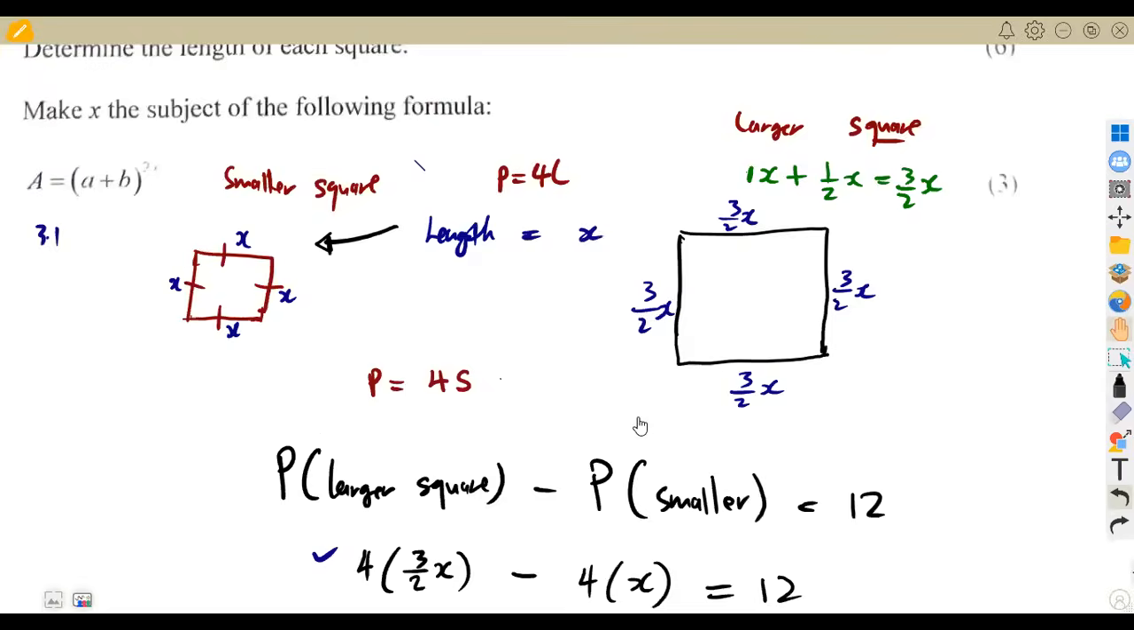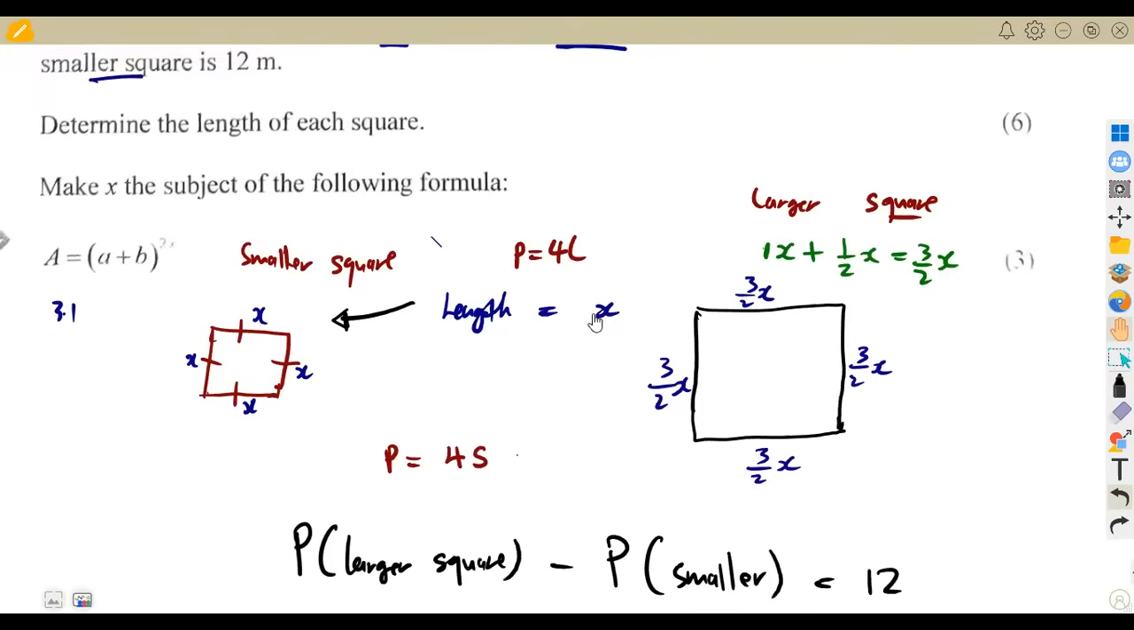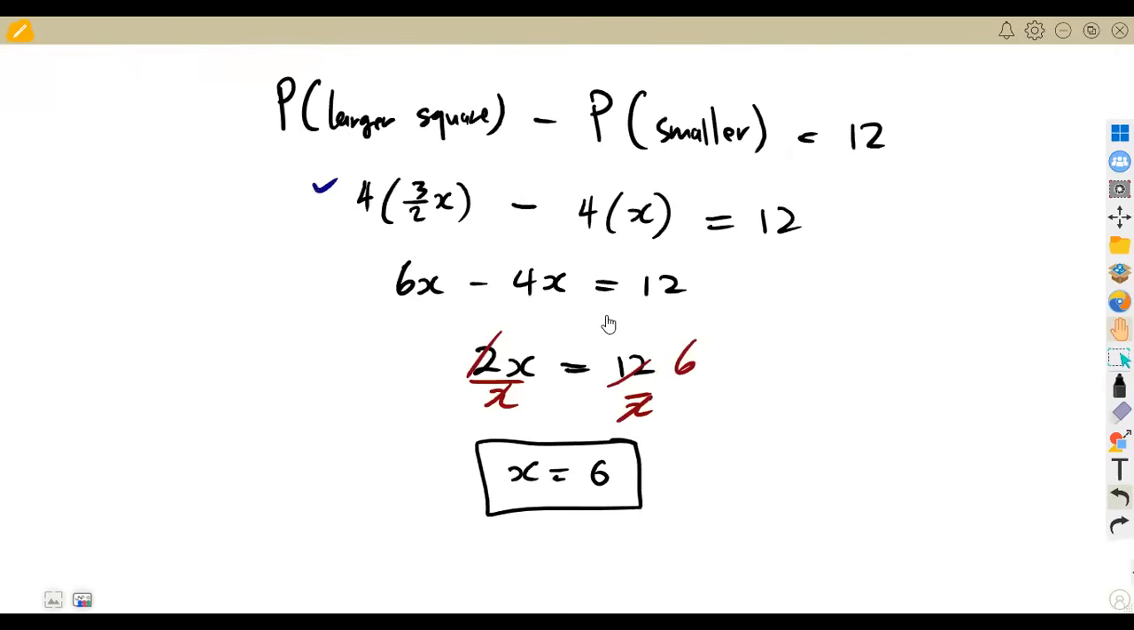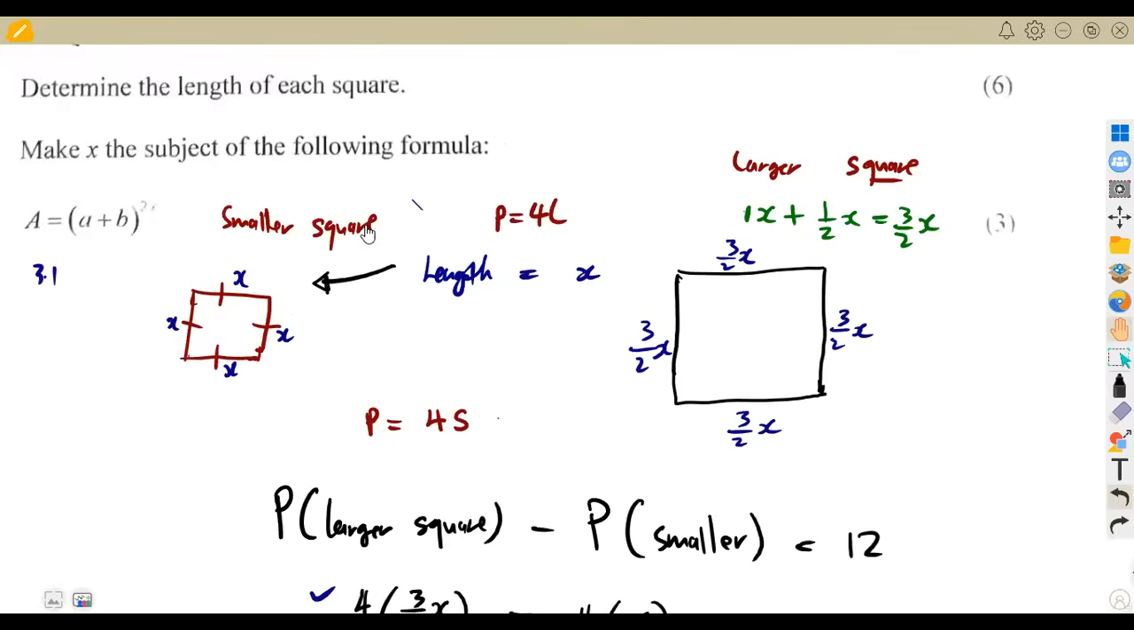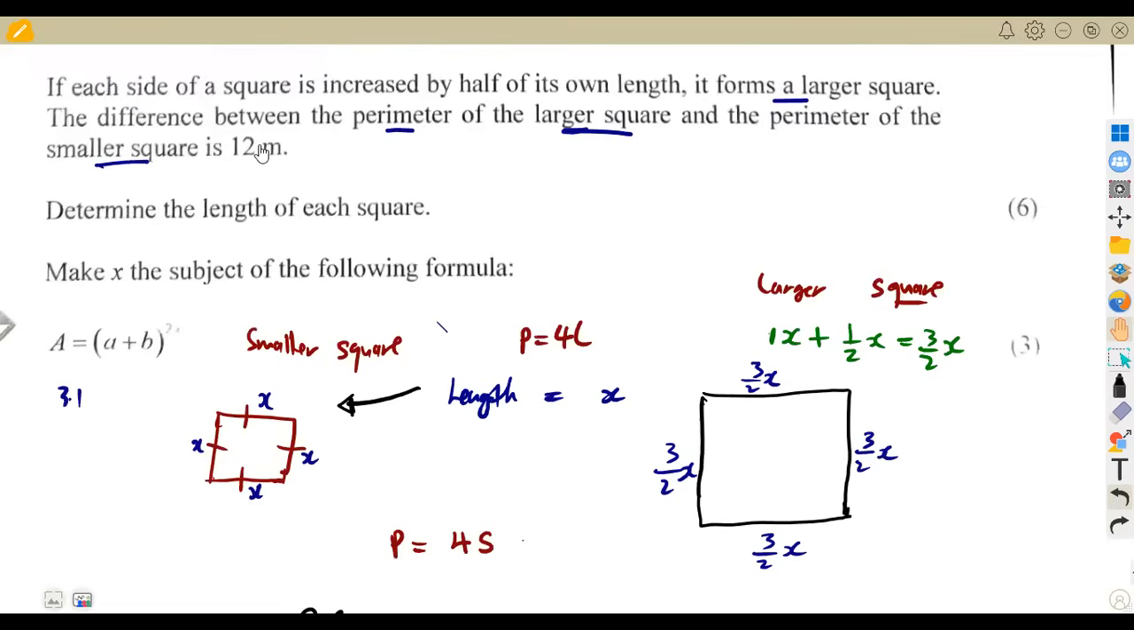If we take note here, we talked about the smaller square. Its length is equal to x. So meaning to say, by calculating this x, we have calculated the length of the smaller square. So in this case, for the smaller square, we are going to have our length as 6 meters, which is the value of x. Remember, our length here is given in terms of meters. From these units, we are given 12 meters.